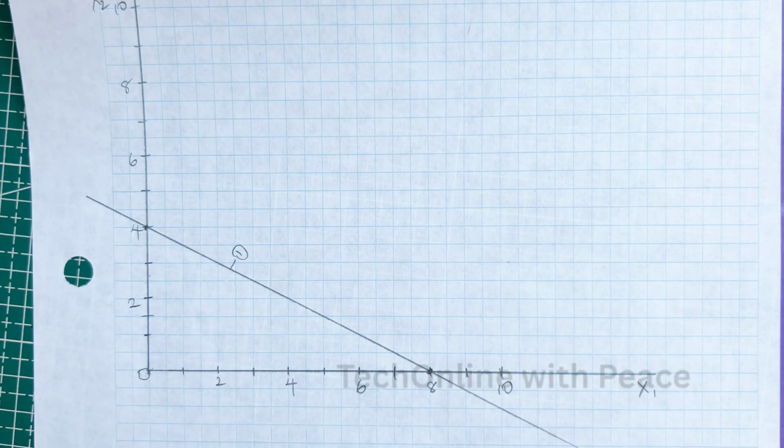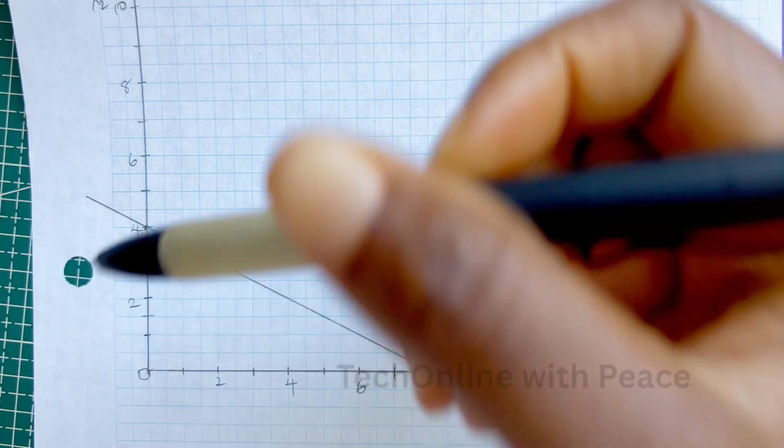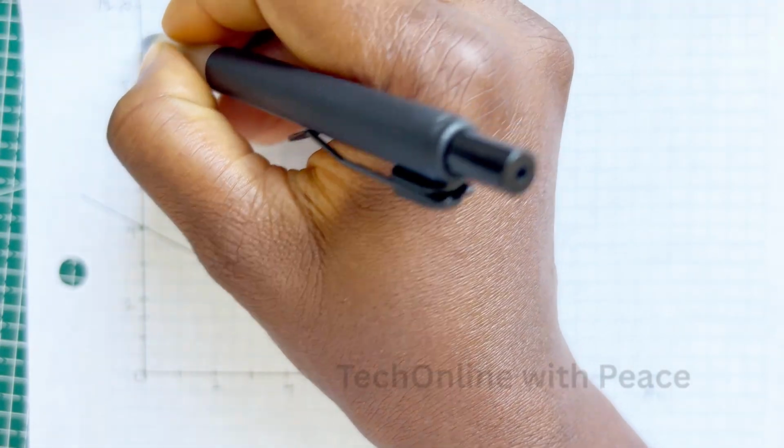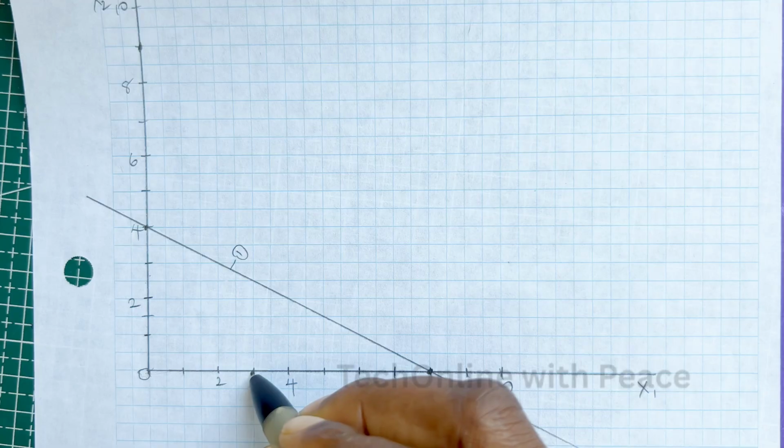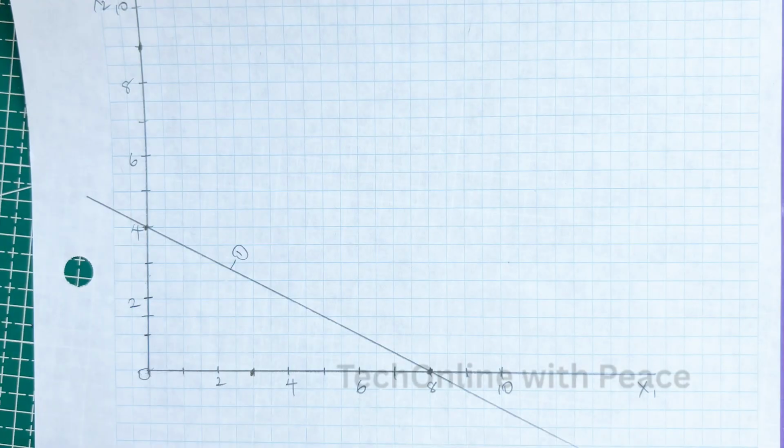Same with the second constraint. When x1 is 0, the value for our x2 is 9. We have 9 here. And when x2 is 0, the value for our x1 is 3. We have 3 here. We join the two lines together.